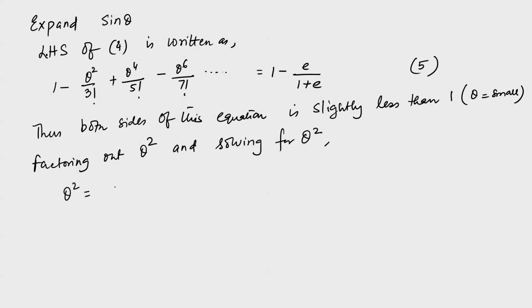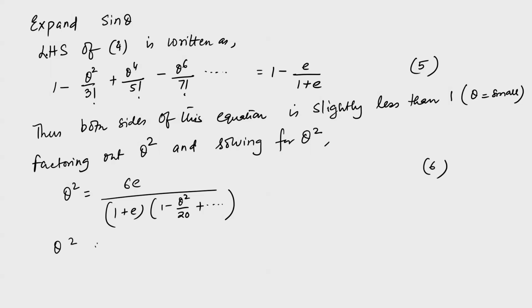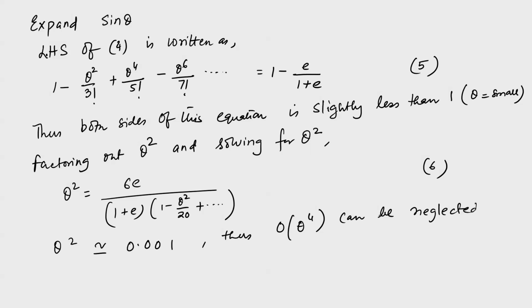So, theta square is equal to 6e divided by 1 plus e, times 1 minus theta square by 20 plus, and all that. So, that is the value of theta square which is coming out from here. Of course, this is equation 6, and theta square is of the order of maybe 0.001. Thus, theta to the fourth can be neglected in the denominator. That is why we have written only one term.